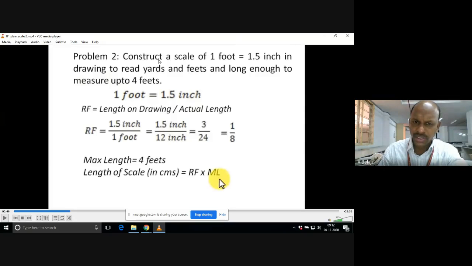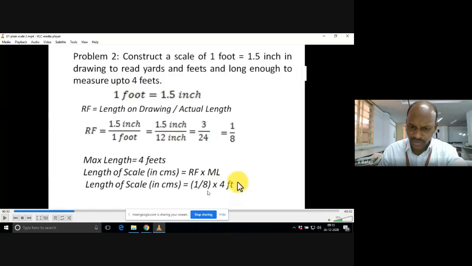Okay. You need to know the relation between yards and feet. So let us discuss the relation between yards and feet. Now, before that, you calculate the length of the scale. So RF we have already done, 1 by 8. Maximum length to be measured is 4 feet.